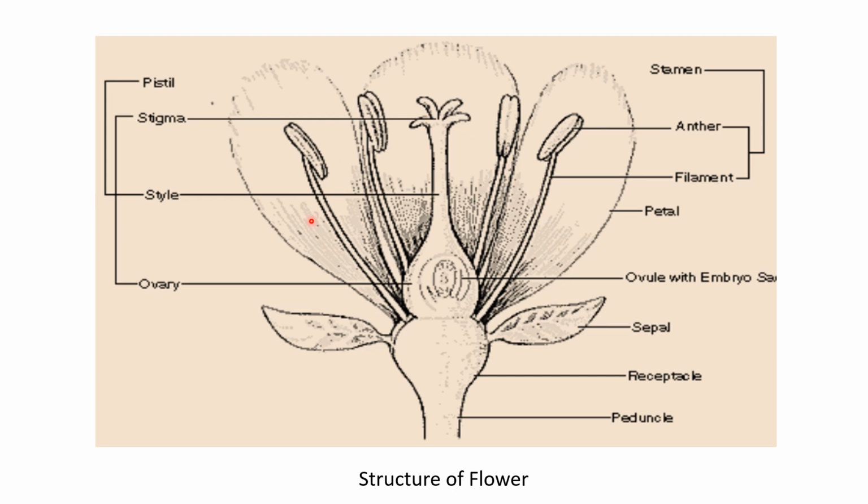A typical angiosperm flower consists of sepals, petals, stamens and carpel. Do you know the functions of different parts of the flower? Sepals are protective in function and protect the flower in bud condition. Petals are generally brightly colored and attract insects for pollination. Stamens are the male reproductive part of the flower, and the carpel is the female reproductive part of the flower.